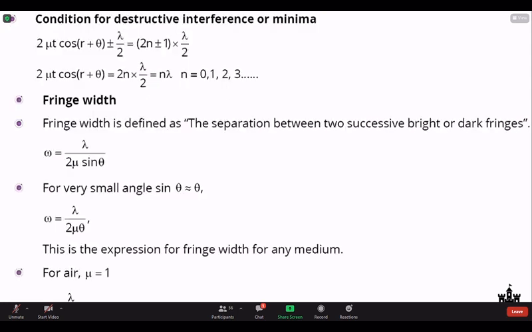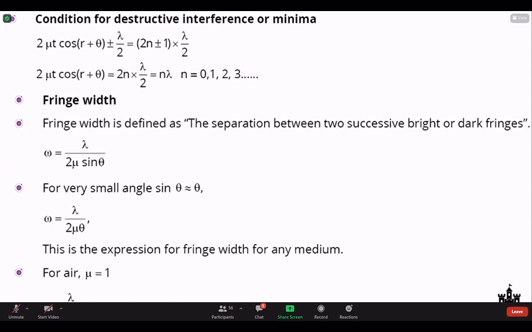Similarly, the condition for destructive interference will be 2 mu t cosine r plus theta plus or minus lambda by 2 equal to 2n plus or minus 1 lambda by 2. Again, you move lambda by 2 to the right hand side, and the equation simplifies to 2 mu t cosine r plus theta equal to n lambda.